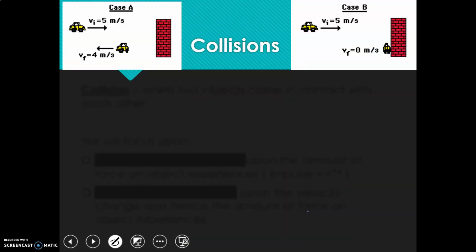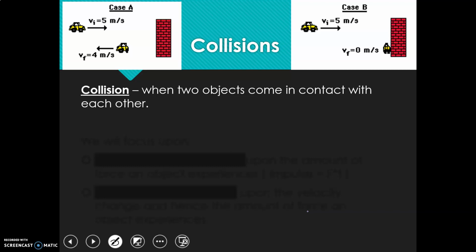Okay, so speaking of collisions, when we talk about collisions, it's when two objects come in contact with each other. And there are several different types of collisions that we're going to look at. So in case A, you can see that the car at first, it's going towards the wall, right? It hits the wall and then it bounces off the wall and moves away.